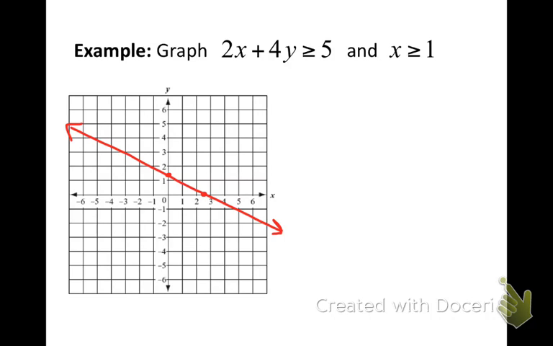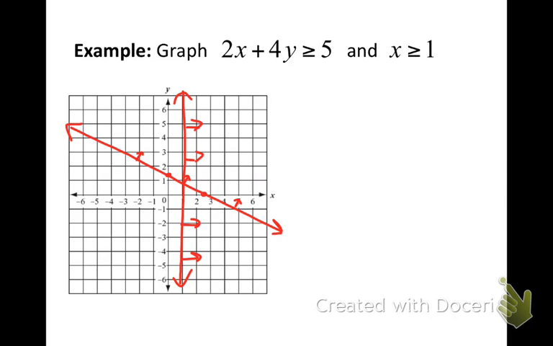If I plug in 0, 0, do I get true or false? False. So I want to shade above. So I'm just going to do little tiny arrows that point above to remind me that I want the area above that line. Now x equals 1 is a vertical line going through my x-axis at 1. It's going to be a solid line because of the equals too. And if I want everything greater than 1, I'm going to go to the right side of that line.